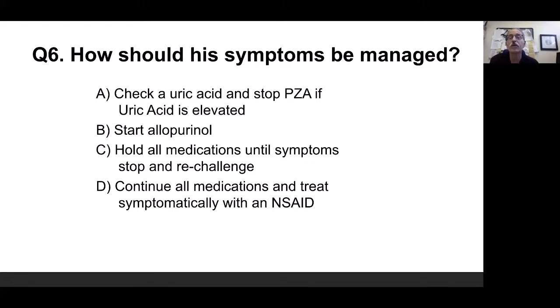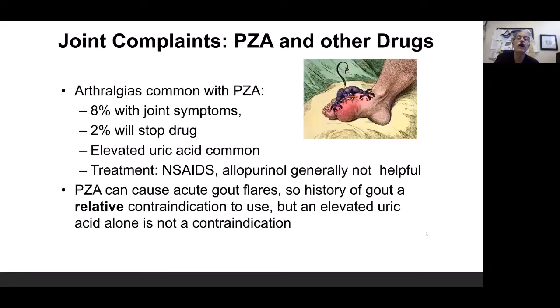So let's talk about joint-related toxicities. All right, so arthralgias are very common with pyrazinamide. About 8% have joint symptoms, and about 2% will end up having to stop the drug for it. You can see elevated uric acids. Unlike gout, allopurinol generally is not helpful. And whether or not to stop the medication depends on the severity of the symptoms. If they have severe symptoms and severe gout-like symptoms, you probably do have to stop the medication.